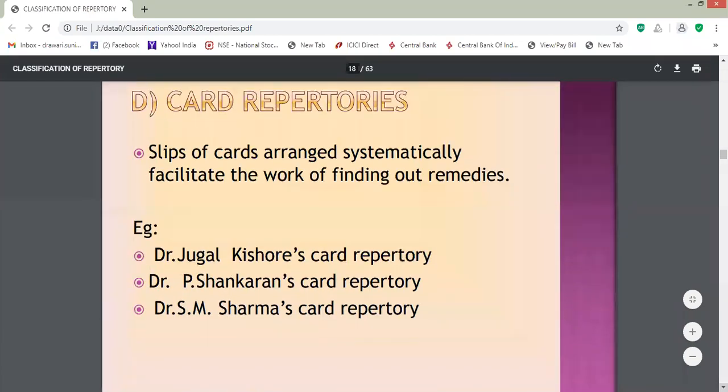Then card repertories. Slips of cards that are arranged systematically facilitate the work of finding out remedies. For example, Jugal Kishore's card repertory, Dr. P. Shankaran's card repertory, Dr. S.M. Sharma's card repertory. So these are examples of card repertory.